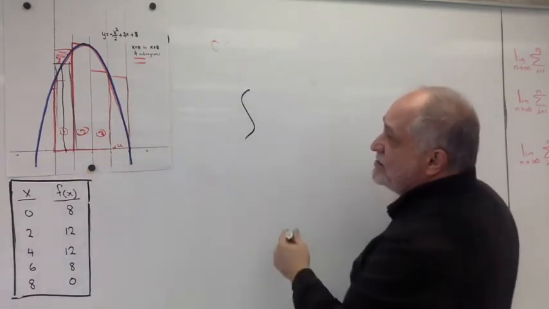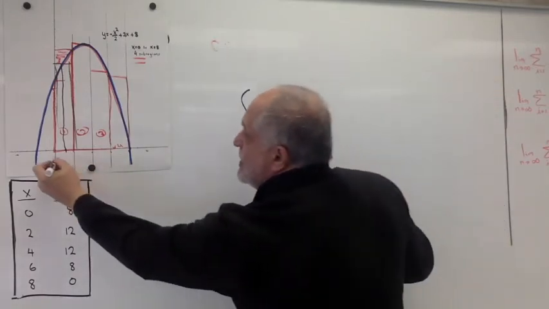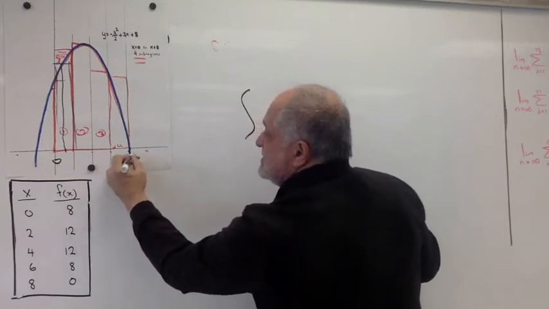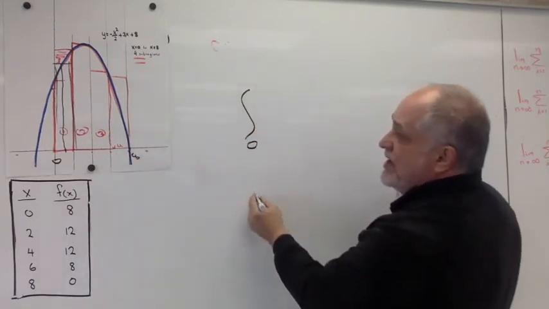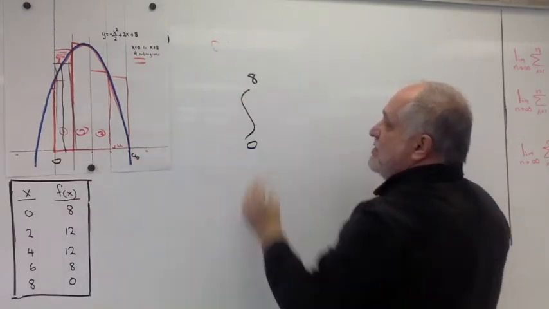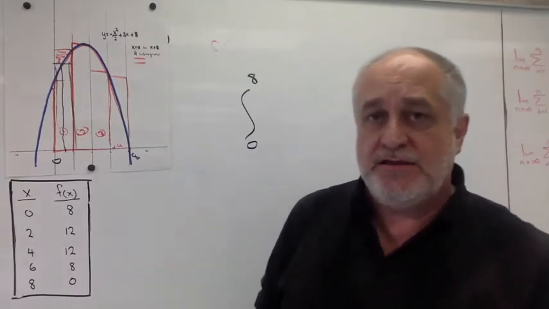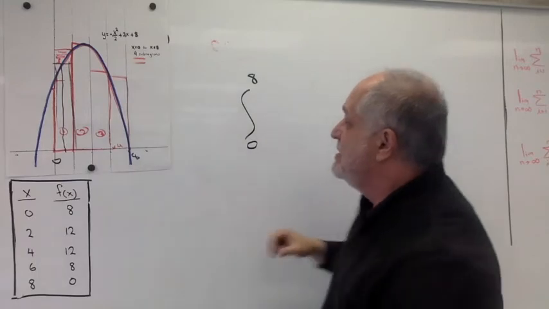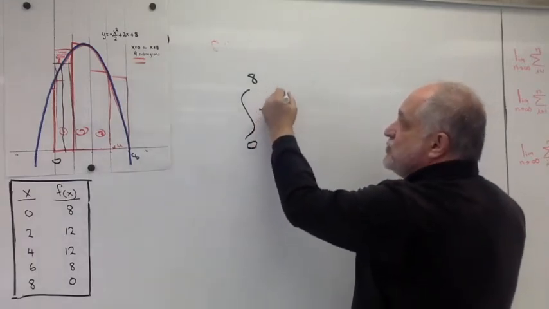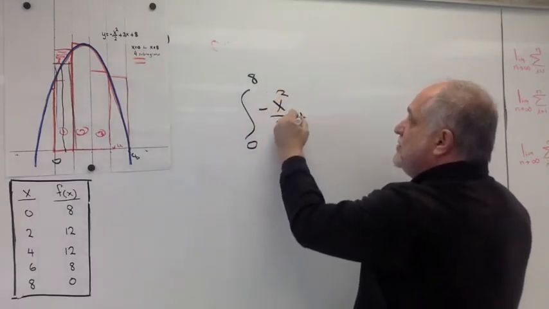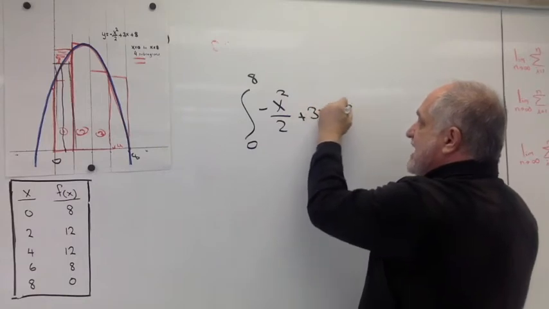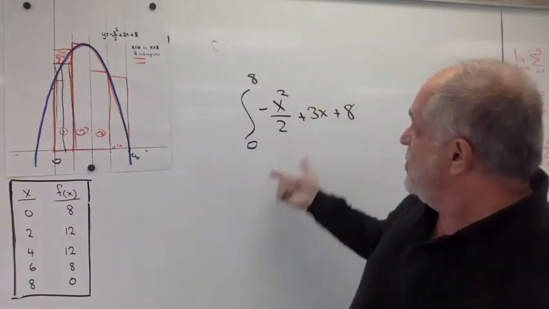And our bounds, we are bounding this from 0 to 8. So this is our lower bound. This is our upper bound. And what we are integrating is called the integrand. And that's where this function goes in. We've got negative x squared over 2 plus 3x plus 8. So we've got most of the components.